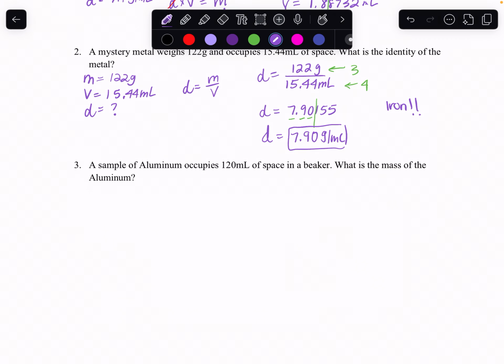They're all different, right? So a sample of aluminum occupies 120 milliliters of space in a beaker. What is the mass of the aluminum? So I have multiple things going on here. It's giving me a volume, 120 milliliters, and it wants me to find the mass. I have no idea what mass is. For this, I would need the density of the metal, aluminum. So what is my density of aluminum?